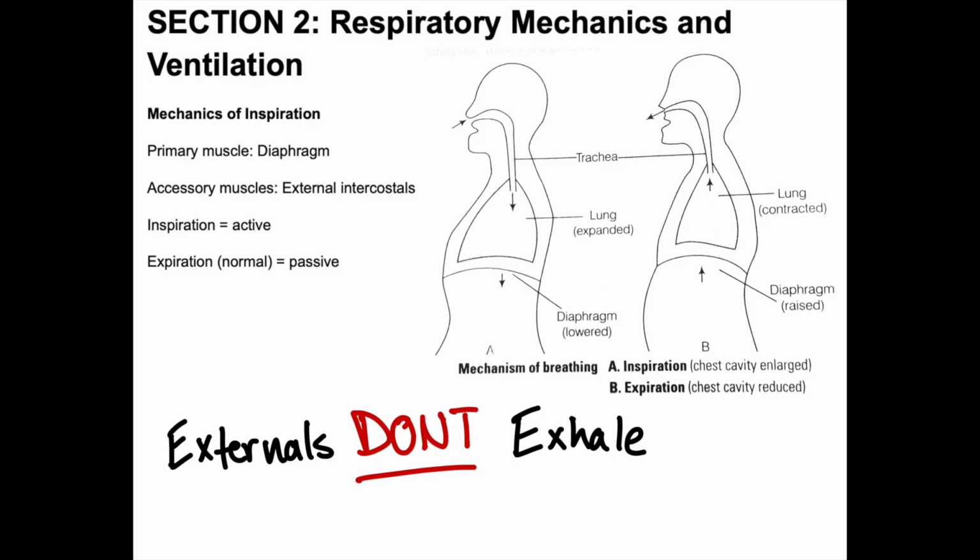Expiration under normal resting conditions is passive. It relies on elastic recoil. That's the stored potential energy in stretched lung tissue. So why does that matter clinically? Because in obstructive disease, recoil is impaired. Expiration becomes active and prolonged. Also, accessory muscle use during quiet breathing is abnormal. So if someone is recruiting sternocleidomastoids or scalene muscles at rest, they are for sure compensating.